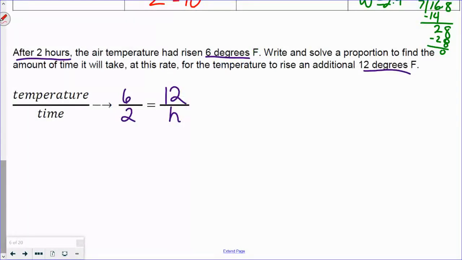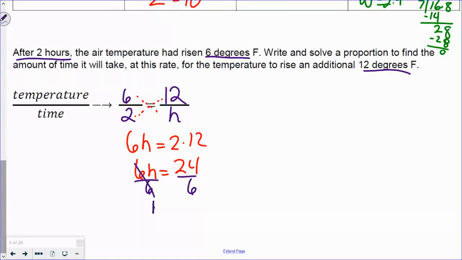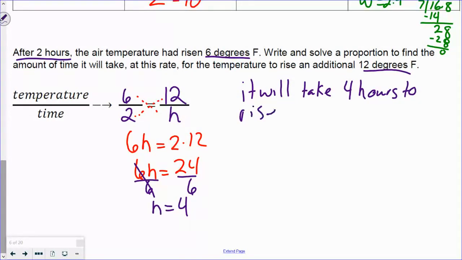So then you're going to take your cross products. So I have 6h equals, and then what is 2 times 12? So I really have 6h equals 24. Divide by 6, and h equals 4. Well, what is our actual answer? It will take 4 hours to rise 12 degrees Fahrenheit.